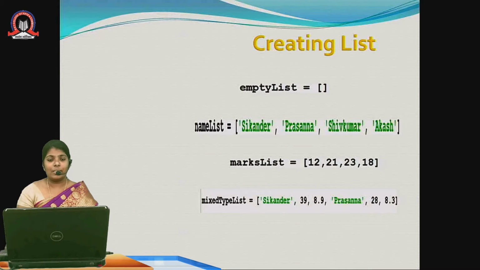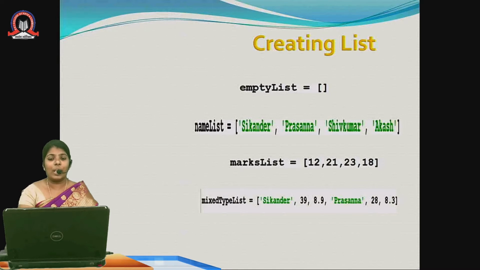Then mark list. As per the names I am going to give the marks for the students, that is 12, 21, 23, 18. So it is a mixed type list. You can see here both the name as well as the number have been mixed. So in this list you can have mixed data types, that is character plus integer. This is the advantage in the list. Mixed type list means in the list you can store character as well as integer.